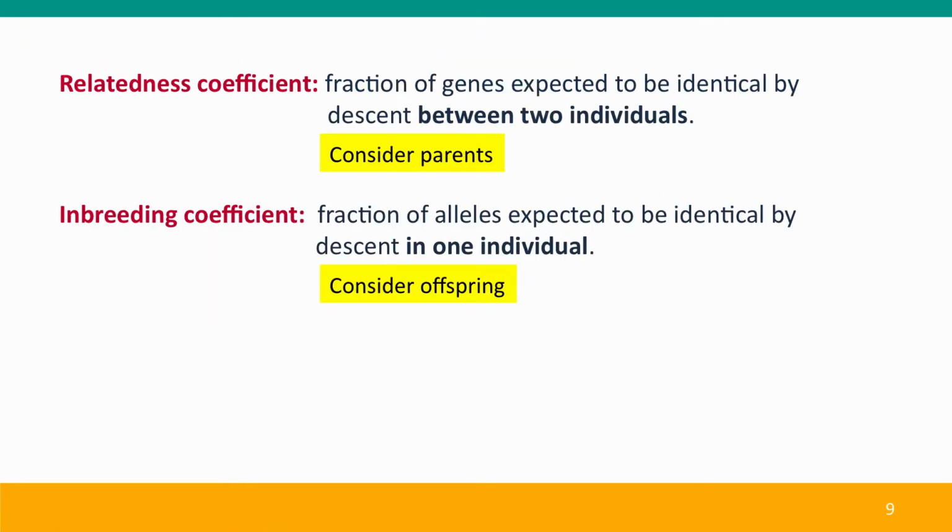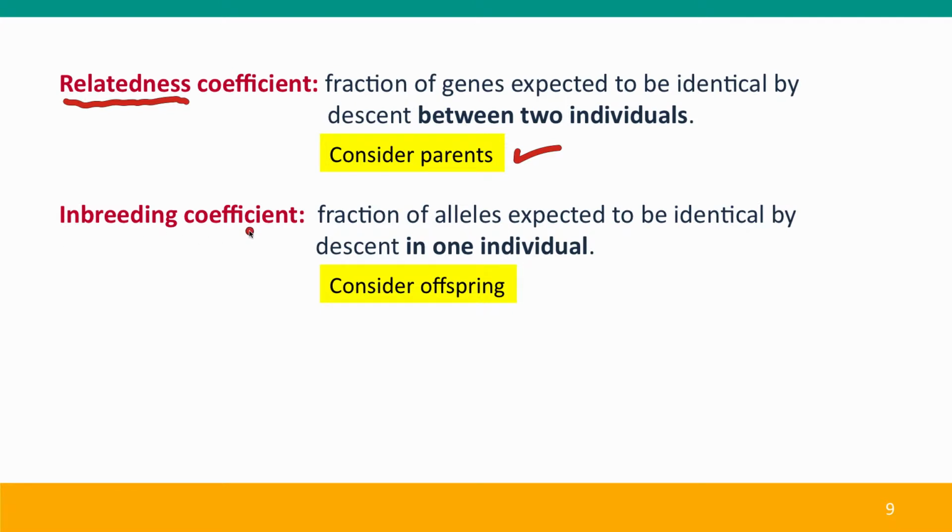So I'm going to introduce a new term. We have already considered relatedness. We introduced it in Module 7, and we used it a few lectures ago when we were finding ways to estimate heritability in humans. Relatedness is defined as the fraction of genes expected to be identical by descent between two individuals. So when you're thinking about parents, you should think about relatedness.